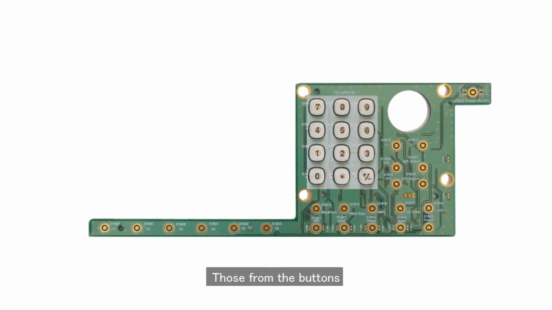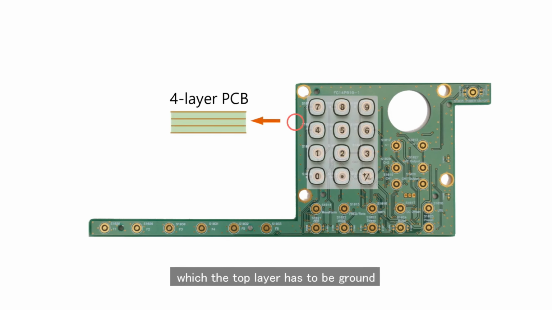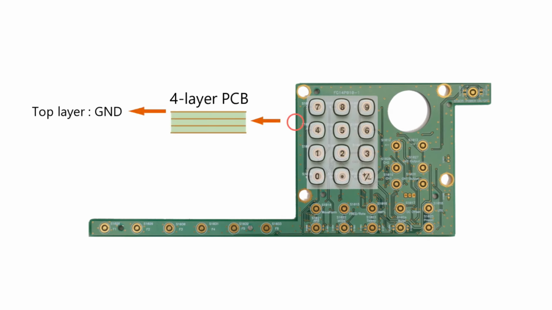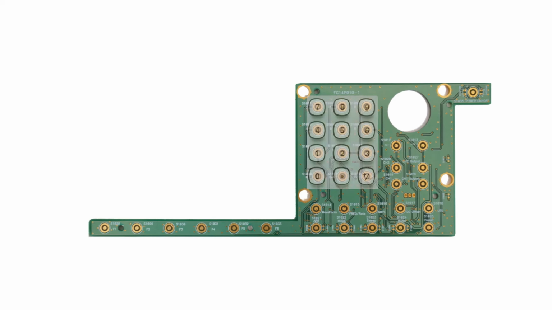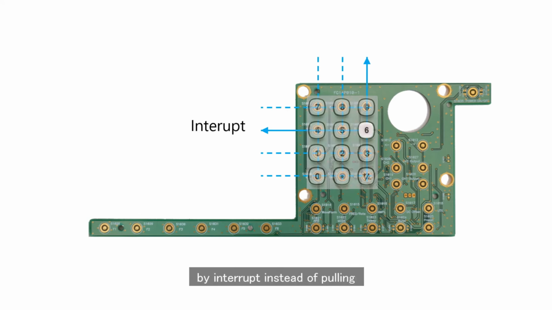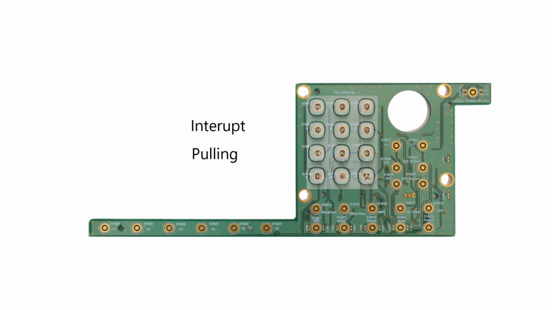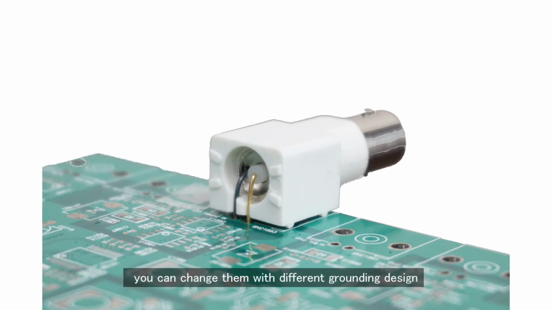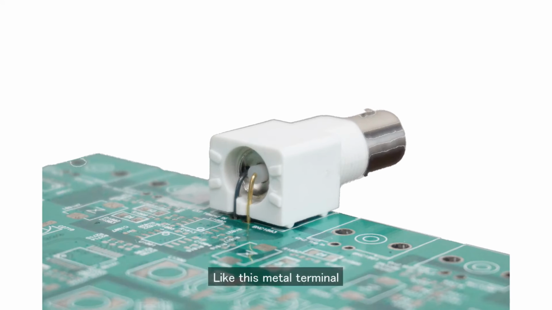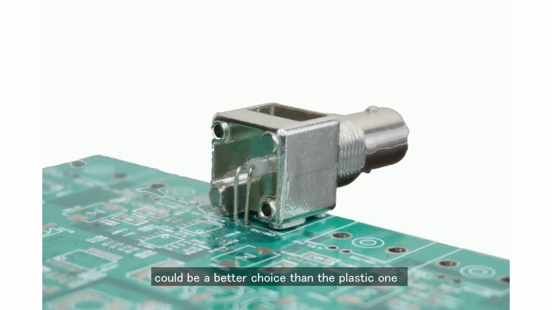Those from the buttons, you can use multi-layer PC board, which the top layer has to be ground. Needless to say, that might increase the cost. Or you can detect the button pushing by interrupt instead of pulling. As for those from BNC terminals, you can change them with different grounding design. Like this metal terminal could be a better choice than the plastic one.